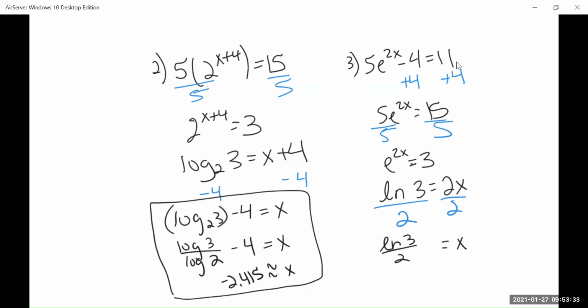If you're looking for other ways that this answer could be written, they might pull out the 1/2. You could also estimate it as a decimal and use your calculator. So just letting you know that these are all the same.